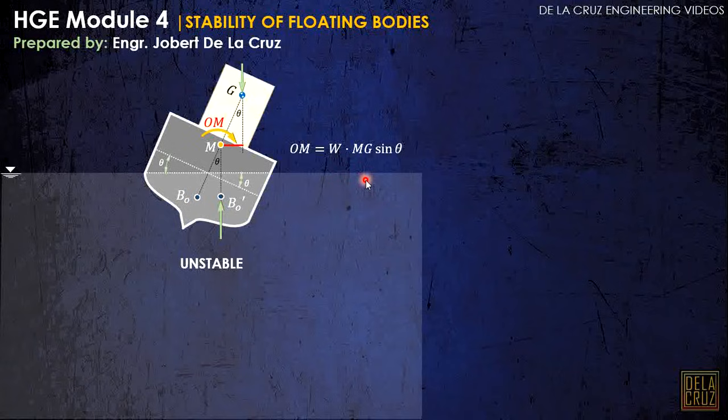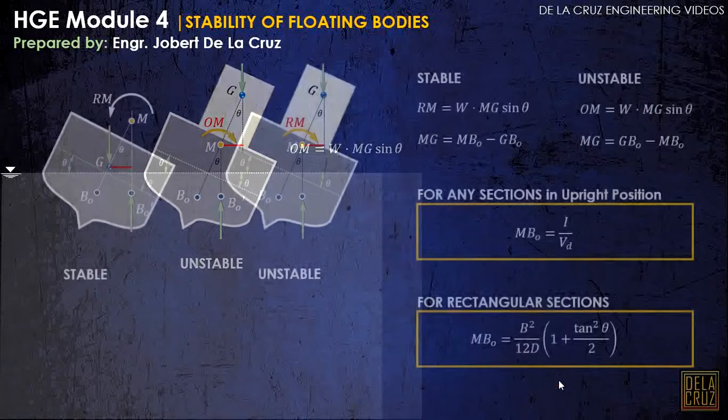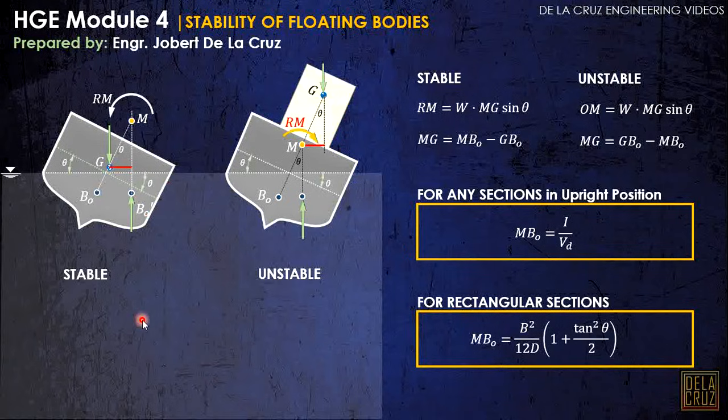The significance here, the hint for whether this is a righting moment or an overturning moment, is the location of the center of gravity. If it is below the metacenter, that is a stable position. If it is above the metacenter, that is an unstable position. Okay, so let us just summarize. For a stable position, actually it's the same, no?